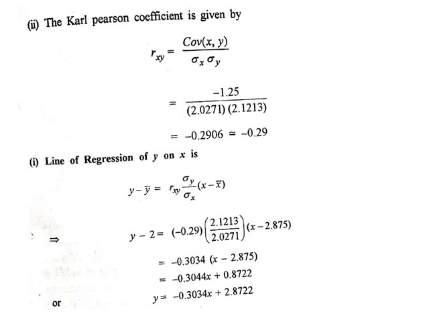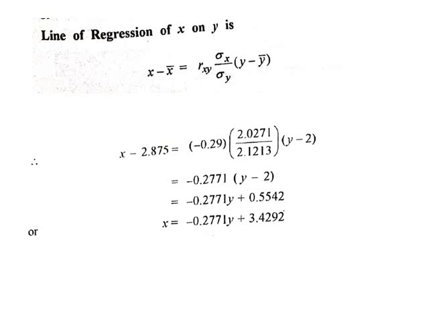Now we come to the formula again, the correlation coefficient formula is this one. We put all the values, and this is the value of r. Now, the regression line of y on x, it is the given formula, put all the values in the formula, this is the final result of y on x. Similarly, this is the line of regression of x on y.